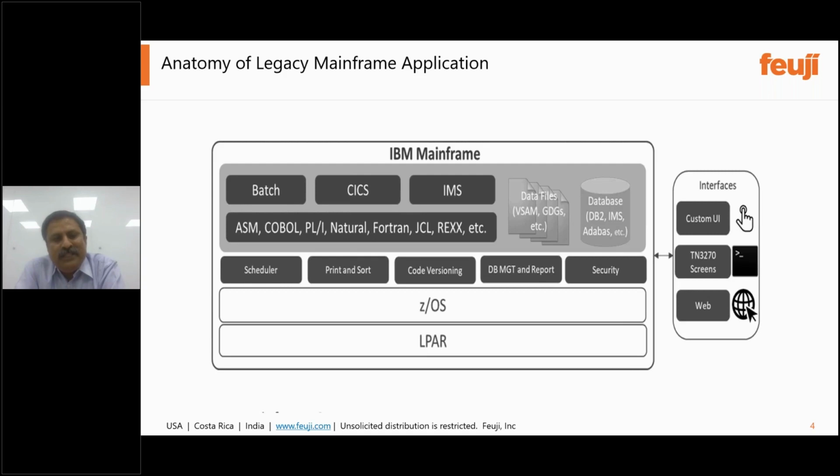These are supported by schedulers, print and sort, and code versioning, and all of these run on z/OS in the latest format. Previously it was OS 360 and OS 370. In the latest formats, from the 1990s onwards, you started seeing the virtualization of mainframes, called LPAR. They are hardware partitioned, and you can have multiple virtual machines running on the same hardware, which we now see in all the cloud environments.